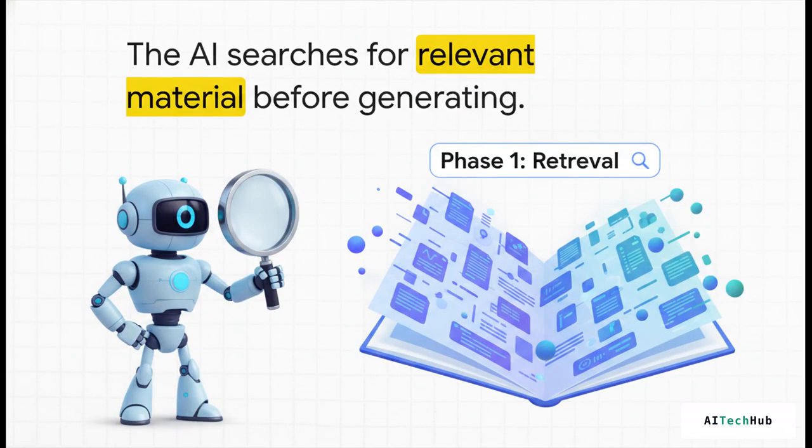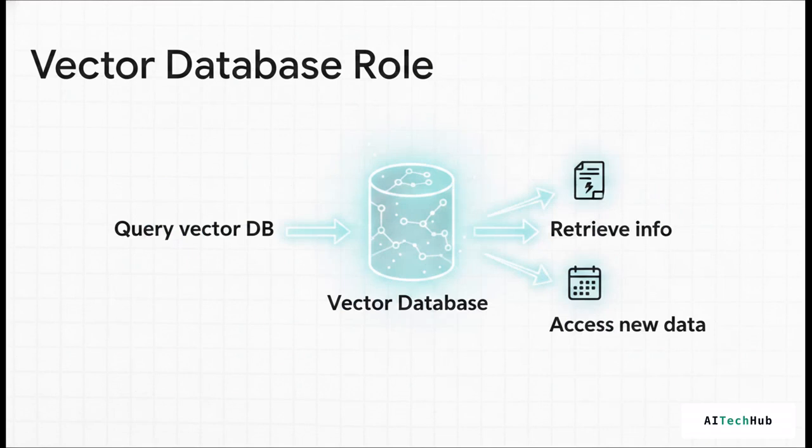Let's look a bit closer at that first phase, retrieval. When you ask a RAG-enabled AI a question, it doesn't just immediately try to string words together from its static memory. No, it goes looking for the open book. But where exactly is it pulling this vital information from? Well, typically, it queries a vector database.